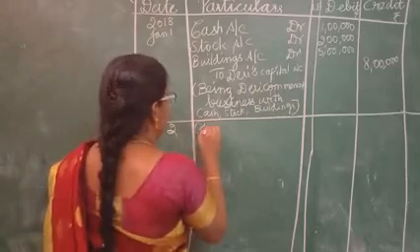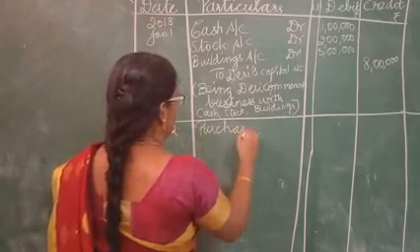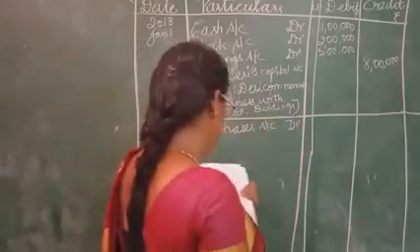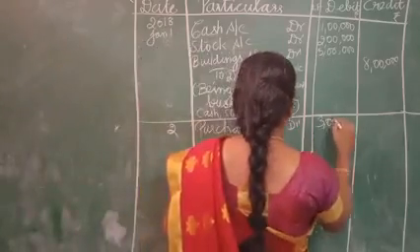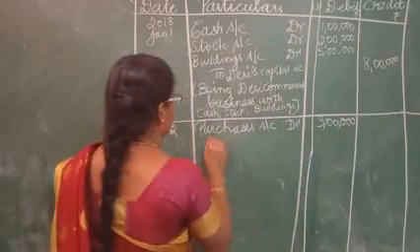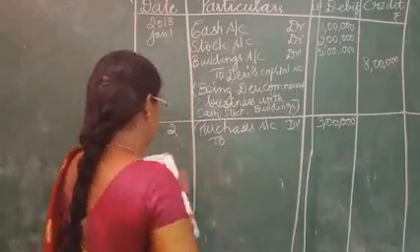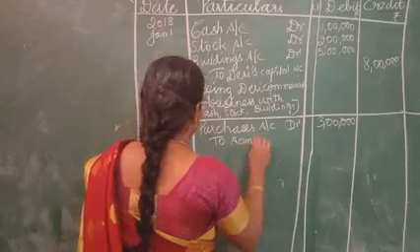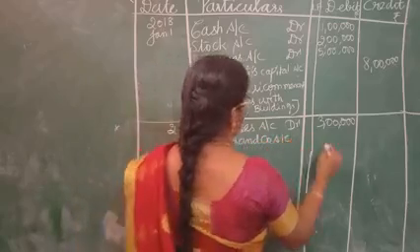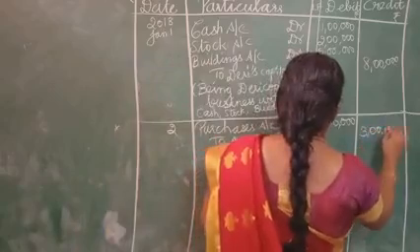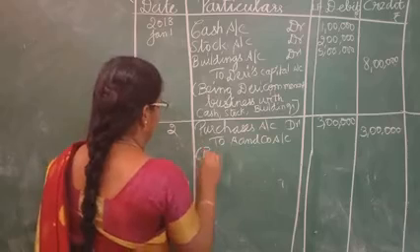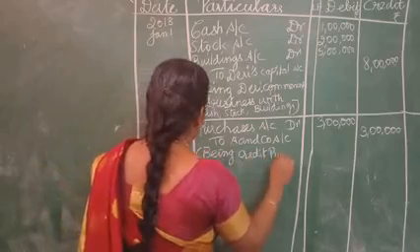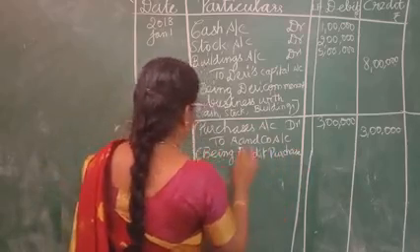So what is the entry? Purchases account debit. Purchases is a nominal account: debit all expenses and losses. How many rupees? 3 lakhs. To cash, sorry, to A and Co. To A and Co account, credit purchase. Being credit purchase made.